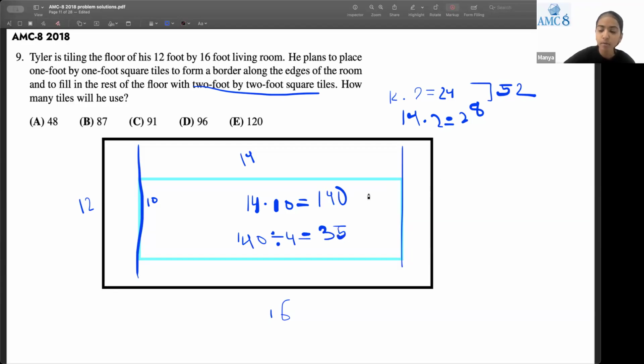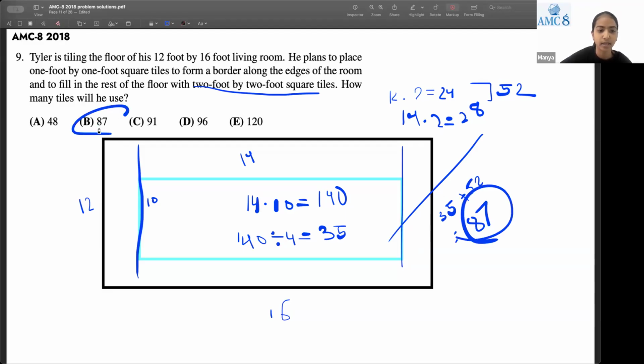So now we know the border tiles and the inner tiles of the whole rectangle as well. Then we can simply add both of them together. If we do 35 plus 52, we get 87. And that's how we got our answer choice B.